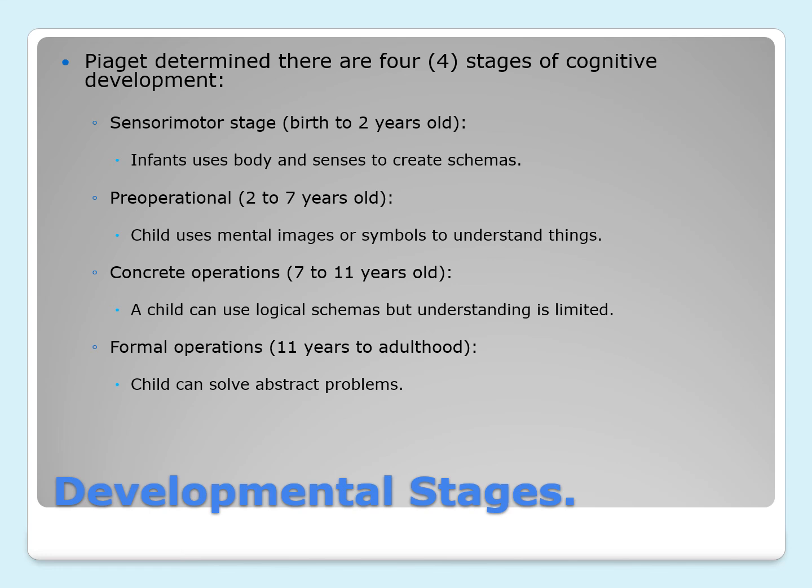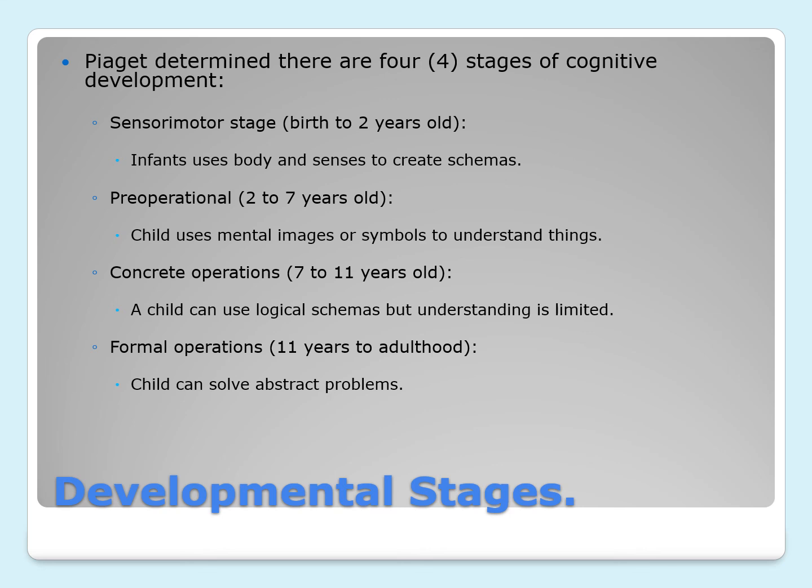Now, Piaget determined there are 4 stages of cognitive development. Sensory-motor stage is birth to 2 years old, and this is when infants are using their body and senses to create schemas. Again, using the building blocks to stack and know that they're hard, they're not soft. They'll begin to realize that there are hard things, there are soft things, there are cold things, there are wet things. They begin to realize that and feel around and sense those things.